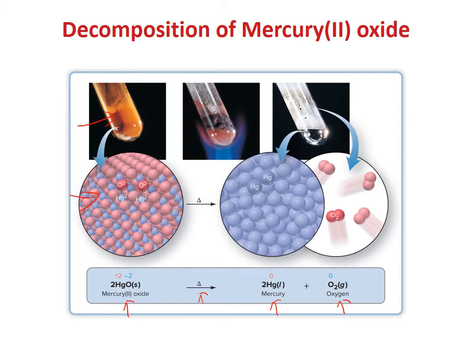Okay, when heated here, the compound gains enough energy, and the oxide anion loses electrons to form oxygen gas, and the mercury ion gains electrons to form mercury. And you can see in this test tube the shiny liquid mercury on the bottom and the oxygen gas on the top of it.